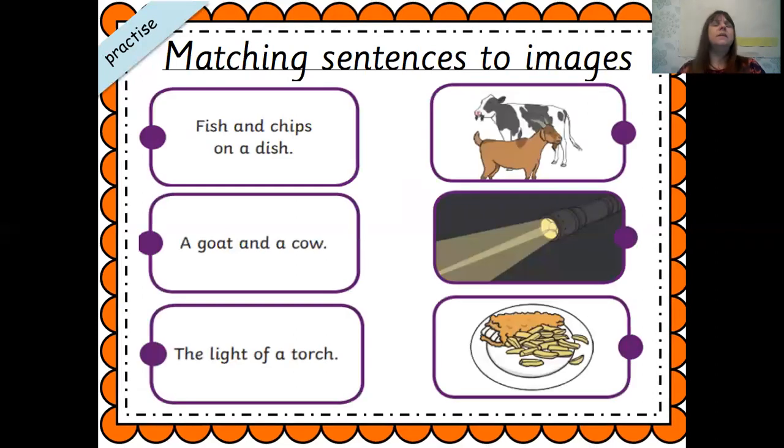Okay, the first one. Shall we sound the first one out together? Because it's a practice session, I'd like you to continue with your adult. Let's see what this reads. Sound it out with me.